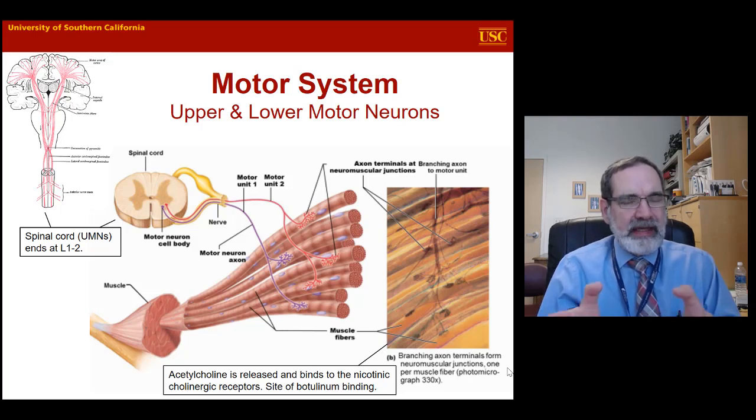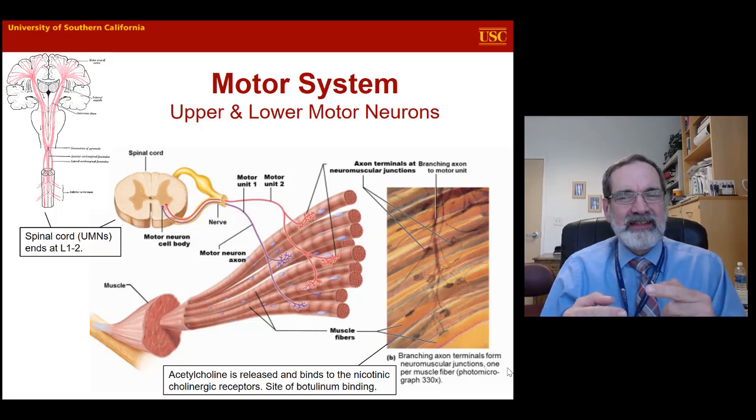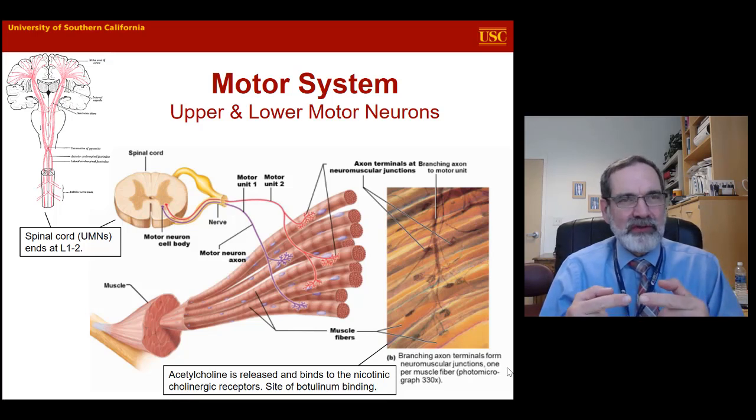The spinal cord ends at L1, L2. Somewhere between the brainstem for the cranial nerves and the end of the spinal cord, nerve roots come out which contain both sensory and motor components. So again, next to my little schematic of the brain, you see a cross-section of the spinal cord.